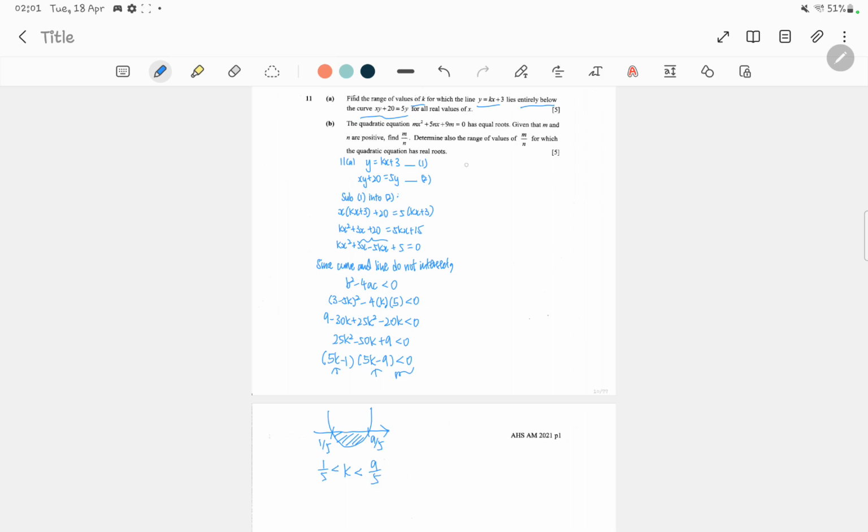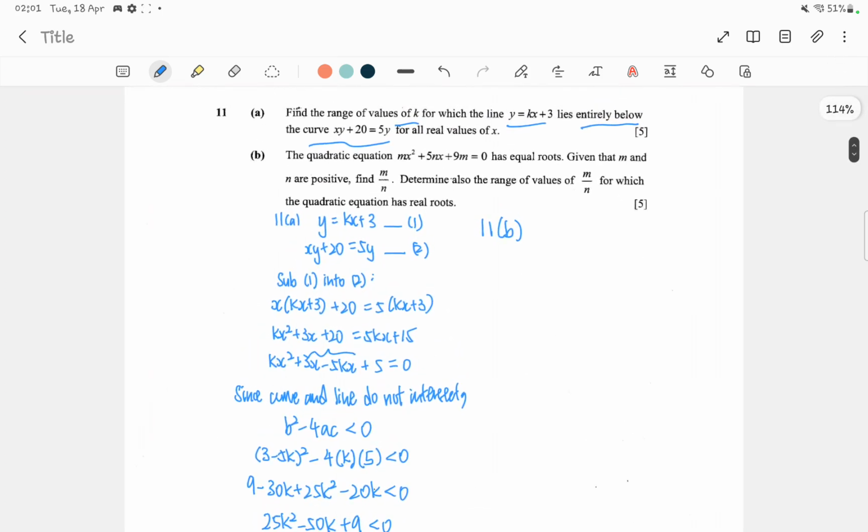Okay, so let's do 11b. Same thing, this is also on discriminant. The quadratic equation mx squared plus 5nx plus 9m equals 0 has equal roots. Given that m and n are positive, find m over n.